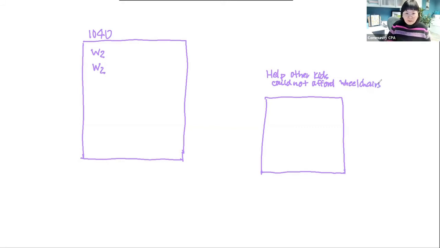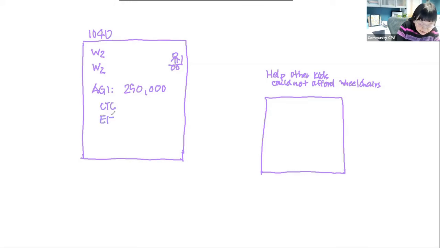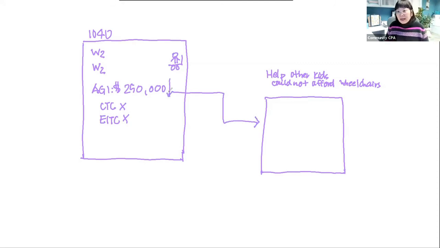Okay, so they form a nonprofit and they can donate. Their AGI is close to $250,000, and they have one child in a wheelchair. With AGI of $250,000, they really don't get the CTC. They also don't get the EITC because they have a high income. They regularly donate to the nonprofit to reduce their AGI, then they pay less taxes.